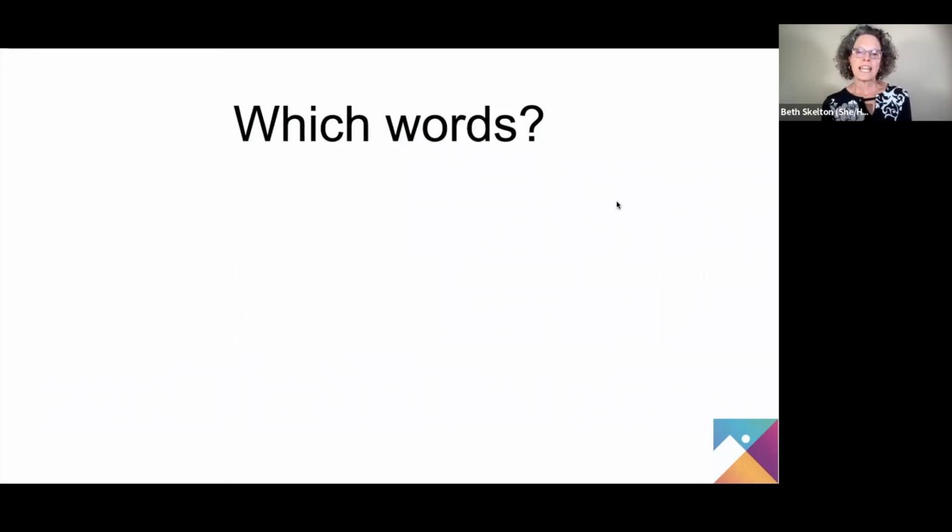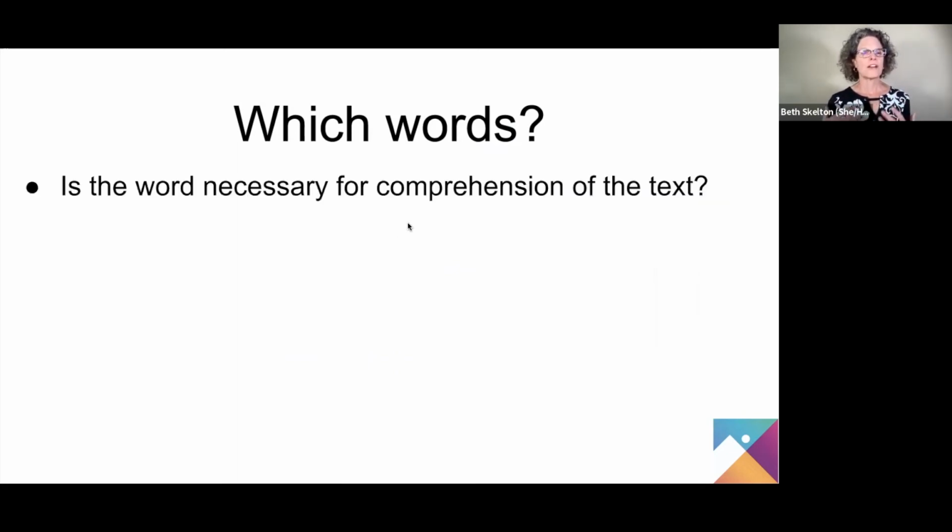So when you want to figure out which words, here are 4 questions that I often ask myself. Number 1, is the word absolutely necessary for comprehension of the text? If so, it might go on the must teach list, right? So might, not necessarily, but it has to be necessary for comprehension.